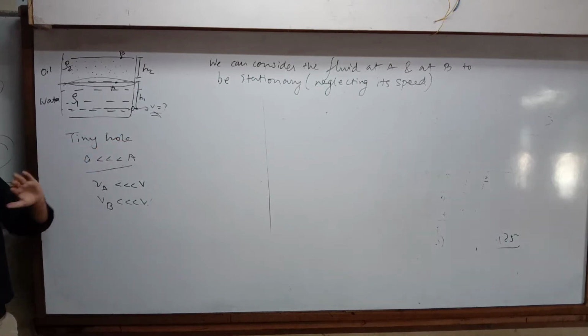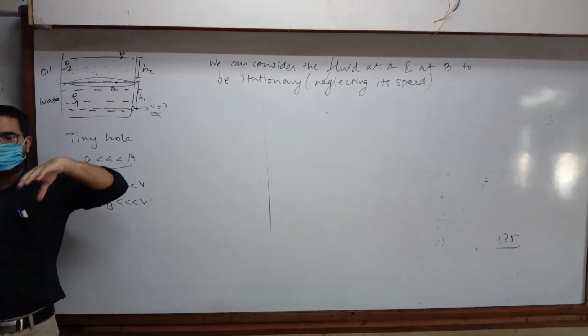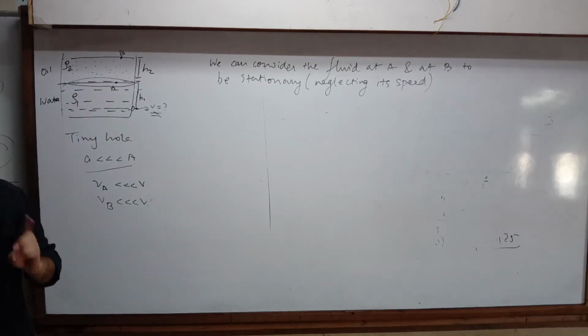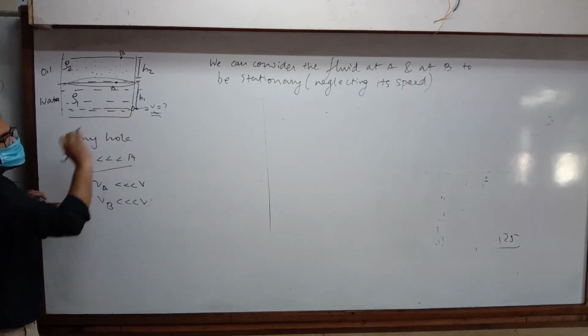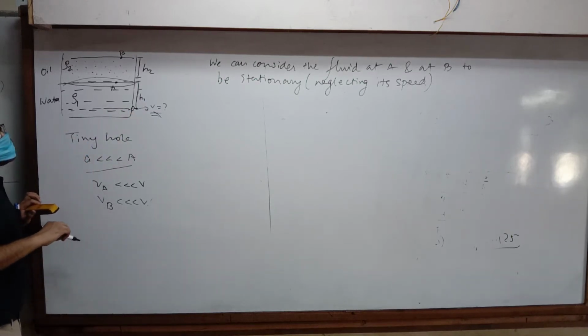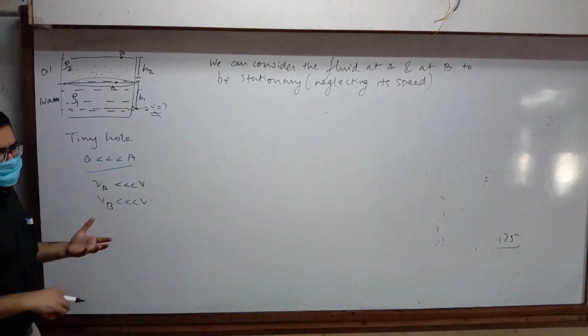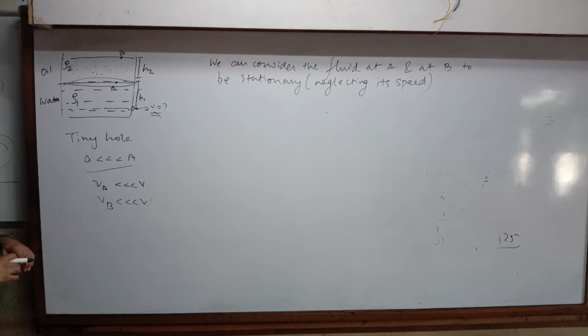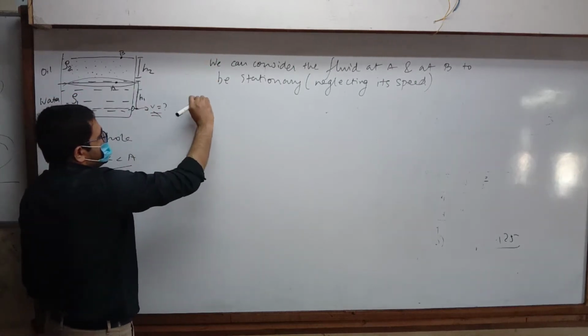If you assume it's stationary, this part will just remain like that. It is in equilibrium. So what we can do is simply use the pressure variation formula, and we can easily find out how much is the speed here. That's one shortcut way of doing it. The proper way is to do it by Bernoulli's theorem. So this is how it works.